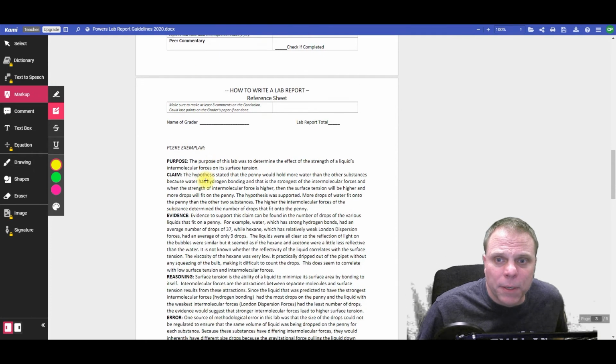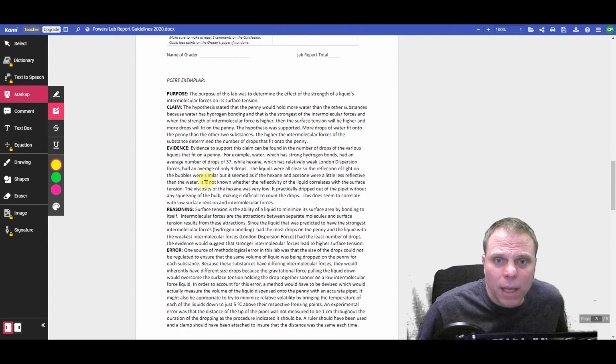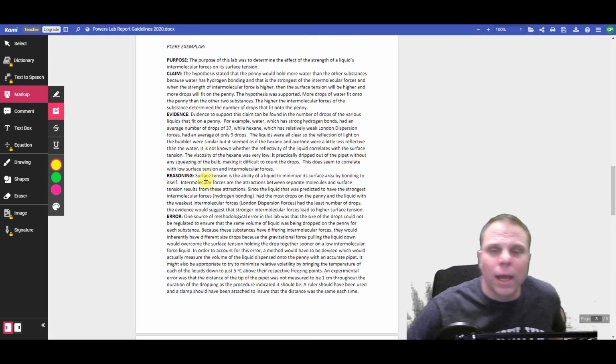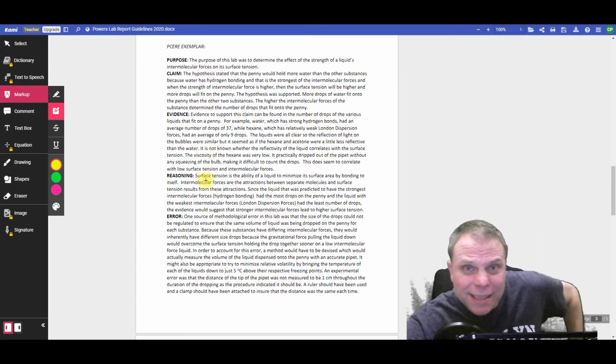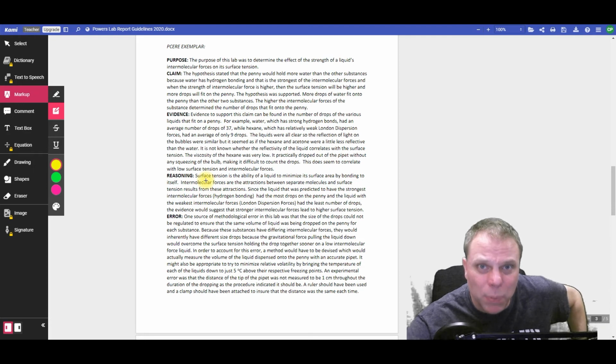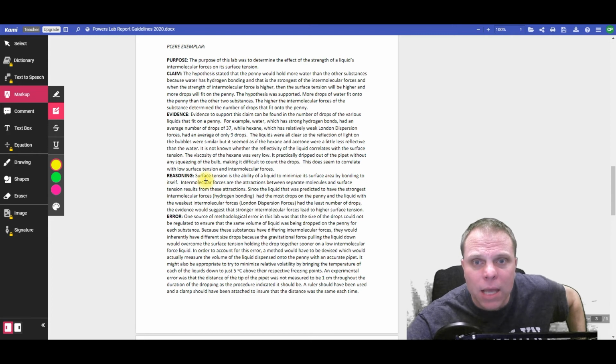And then here we have the exemplar. This is the example that I would have you look at for the conclusion part only, the PCERE part only. You can see purpose, claim, evidence, reasoning, error. Notice that this is about a page, single space on its own. That's the expectation for this conclusion.